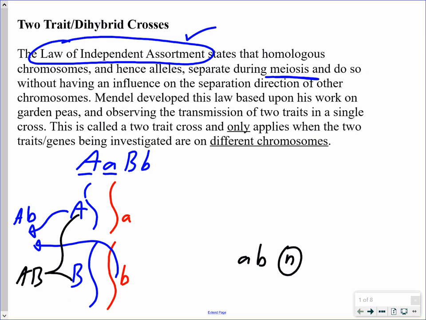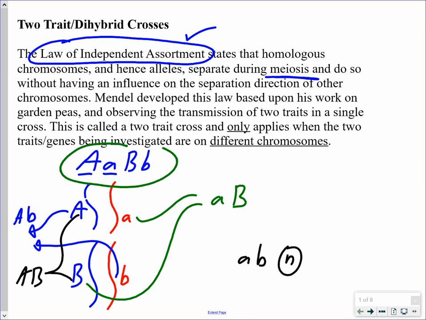And if we do have the capital A and lowercase b going in the same direction, what that means, of course, is that we would have to have the lowercase a now going with the capital B. We've been writing the A's first, so we'll continue to write the A's first. And this is now the fourth gamete that we have. So from this one genotype, two different genes for two different traits, we can get four different possible gametes when the diploid parent is heterozygous for both of them.